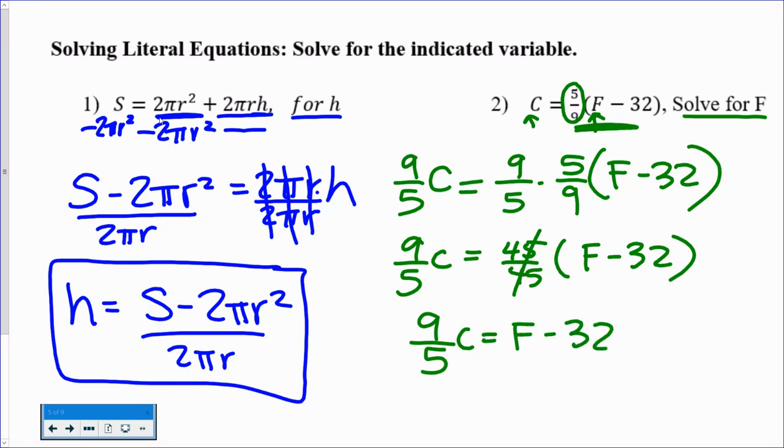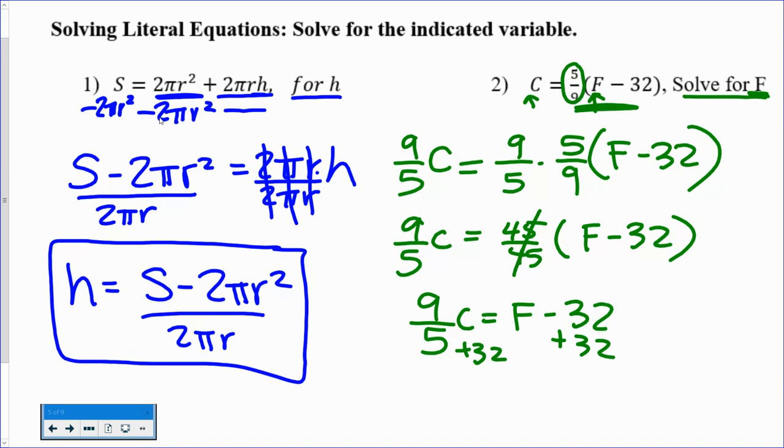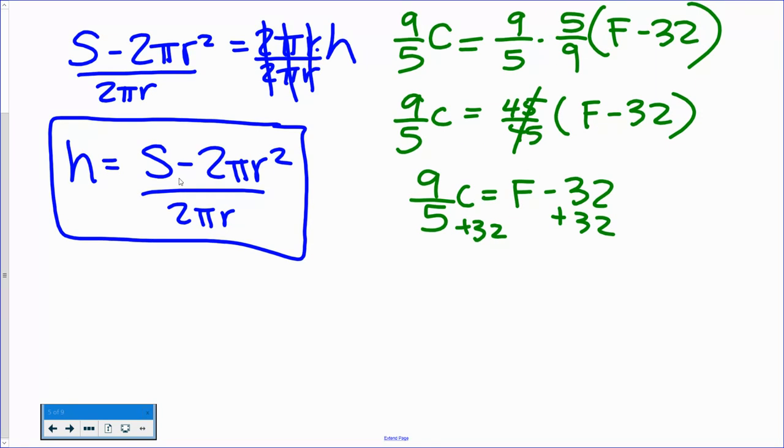And remember, we're solving for F. That needs to be alone. So I've got one more step. I need to add 32 to both sides. And then that would equal F.